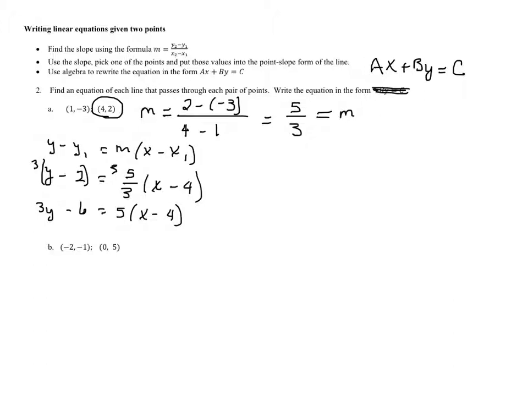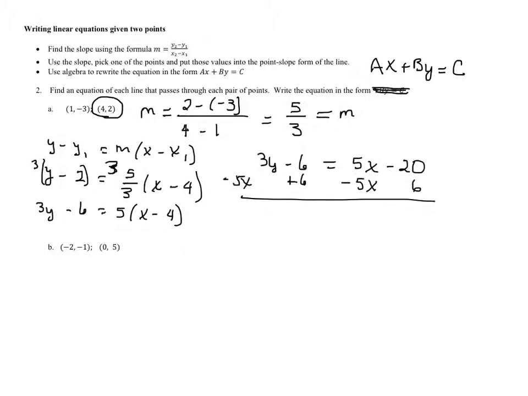So, I'm going to distribute that 5 here. And so we get 3y, take away 6 equals 5x minus 20. And then I'm going to move things around. It actually really doesn't matter. I'm just going to add 6 to both sides, subtract 5x. So I get negative 5x plus 3y is equal to negative 14, and I'm done. That's my general form. So now let's do one more.